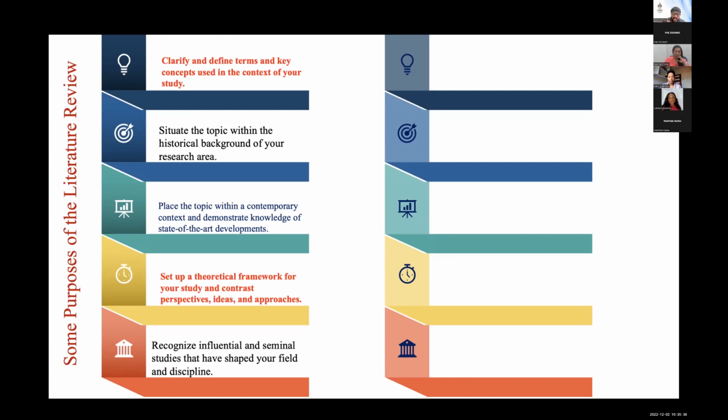It is supposed to recognize influential and seminal studies that have shaped your field and discipline. And sometimes your supervisor may say to you, "Oh, but have you consulted any work from John Brown?" And you say, "No, why?" "Oh, no, you need to know about John Brown."